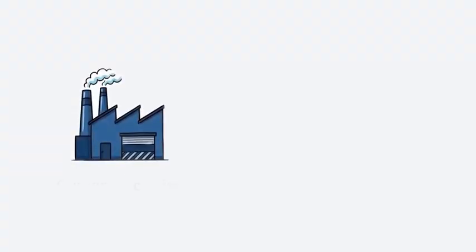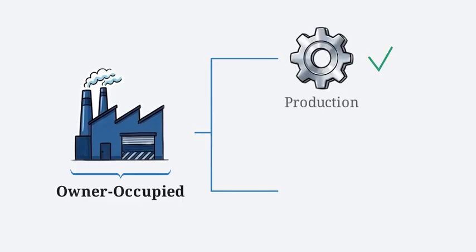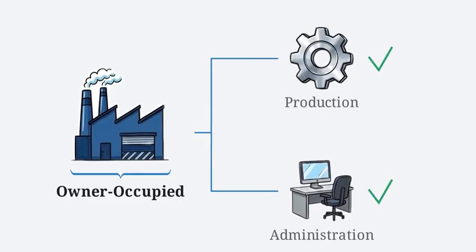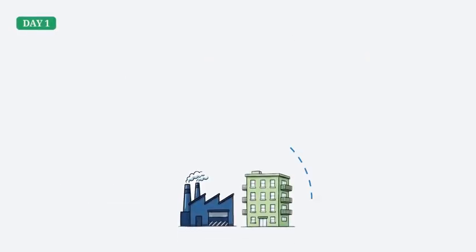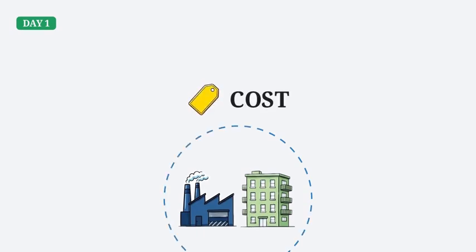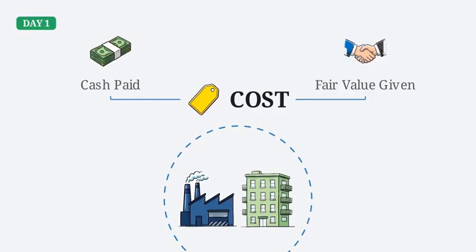The auto parts factory falls into a different category. That is owner-occupied property, because you use it in the production of goods or for administrative purposes. Regardless of the category, both properties are initially recorded at their cost, the actual cash paid or fair value given to acquire them. This sorting logic chart maps the boundaries.